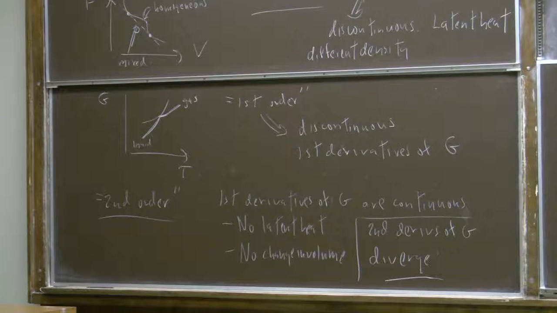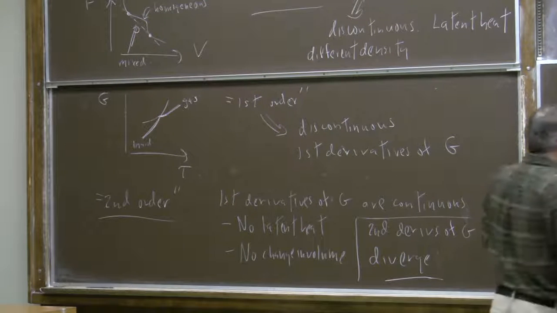In a second order phase transition, that behaves like 1 over the difference between the temperature and some critical temperature where the phase transition occurs, raised to some negative power. So the heat capacity blows up like 1 over a power of the deviation from the critical temperature.